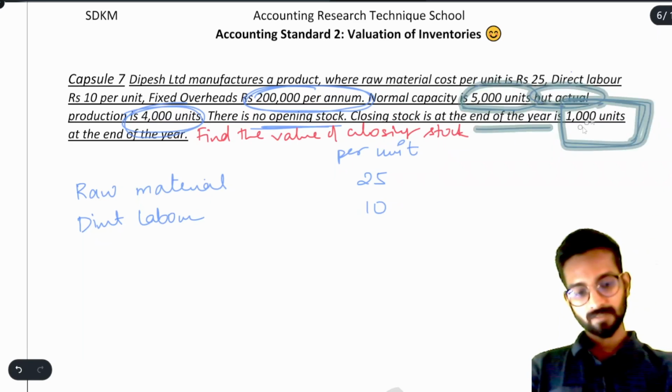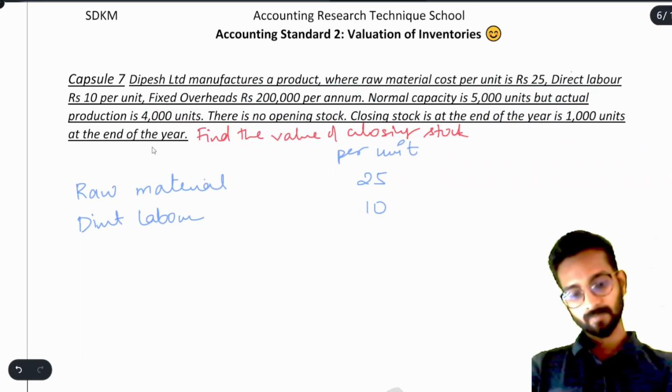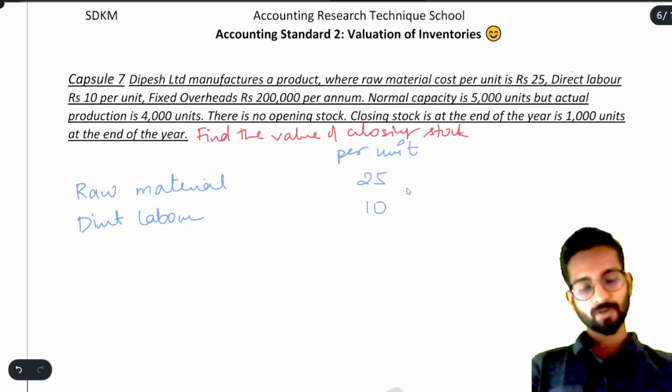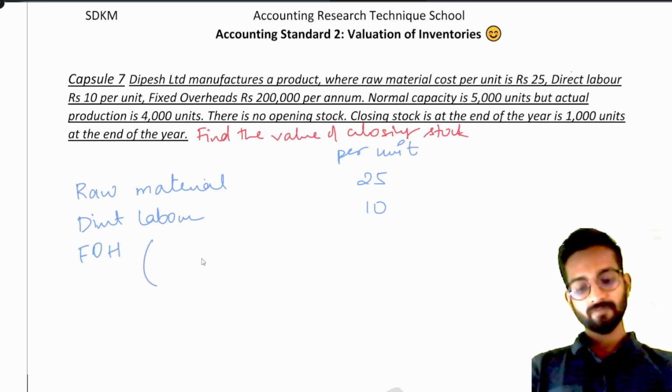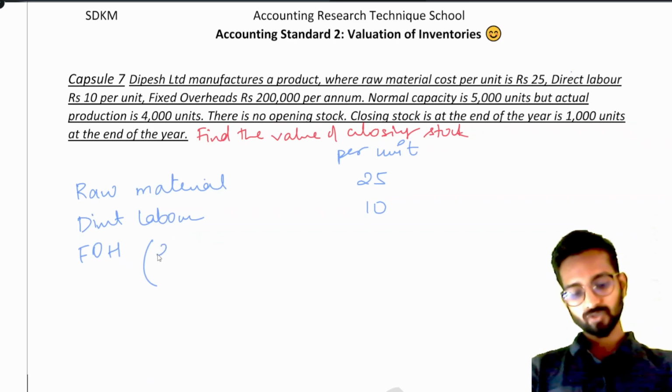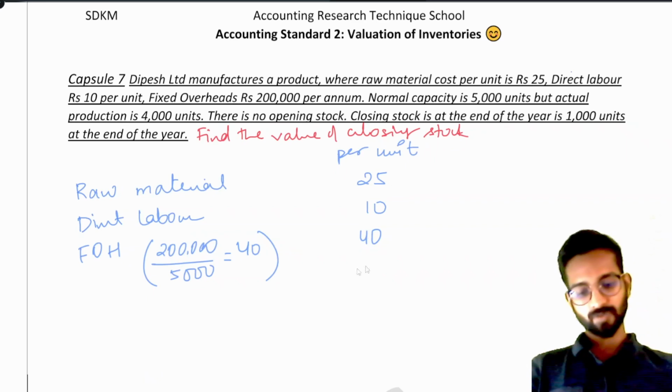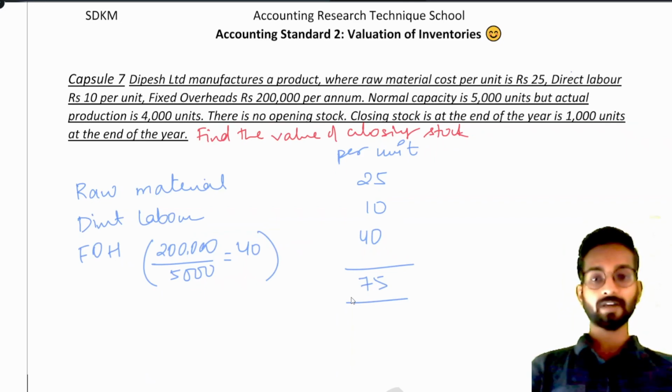How will we find it? See, be with me. Raw material per unit is 25, direct labor per unit is 10. To find fixed overhead, see, which is higher, actual capacity or normal capacity? You will say, sir, normal. So 2 lakh divided by normal will give you 40 rupees per unit. So you will write fixed overhead is 40 rupees per unit, and hence the total cost is 75 rupees, your cost per unit of the final product.